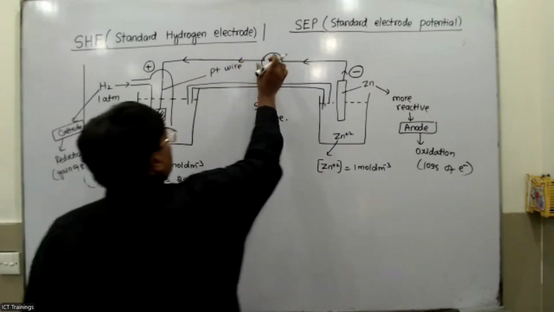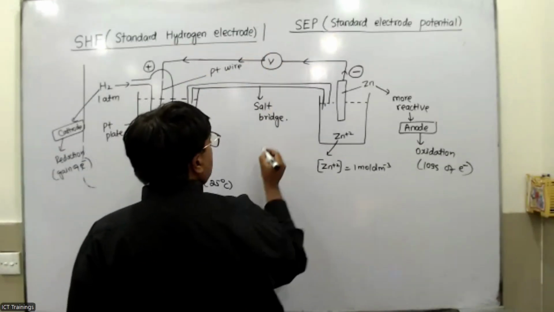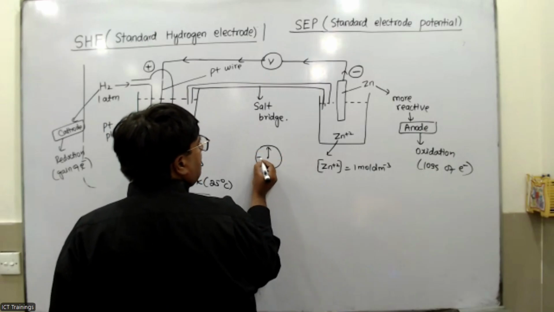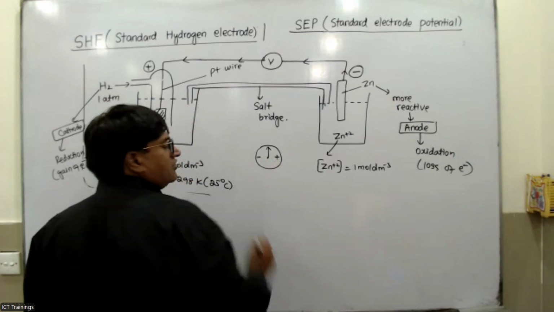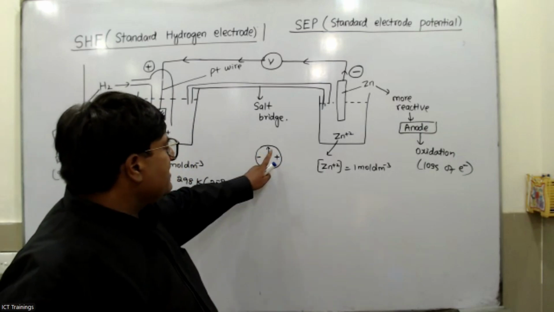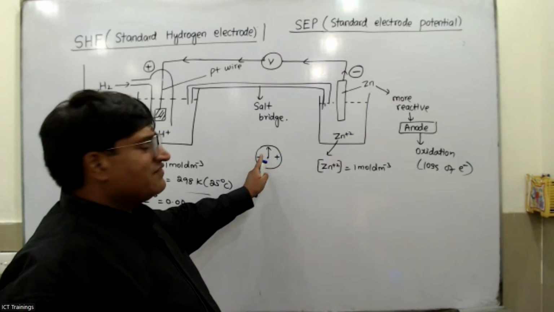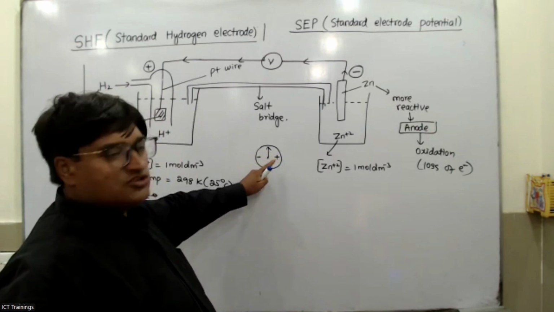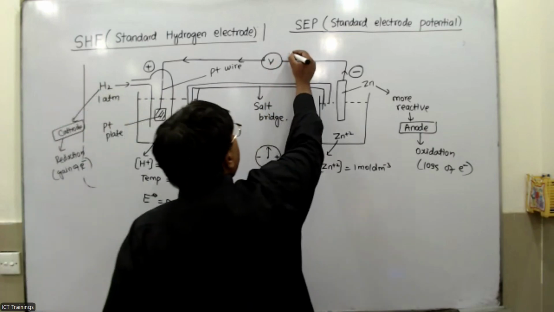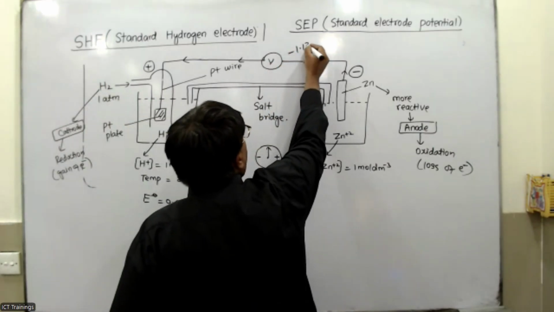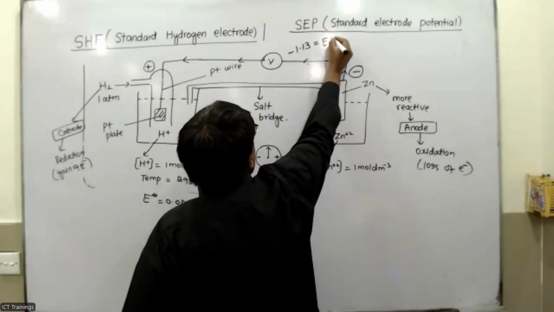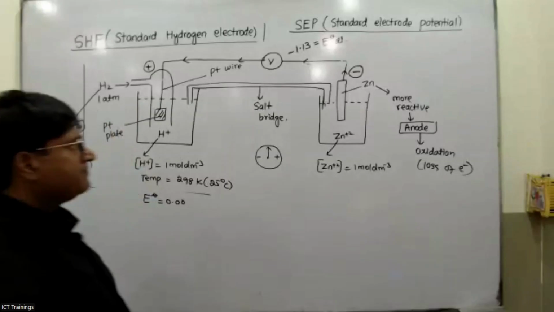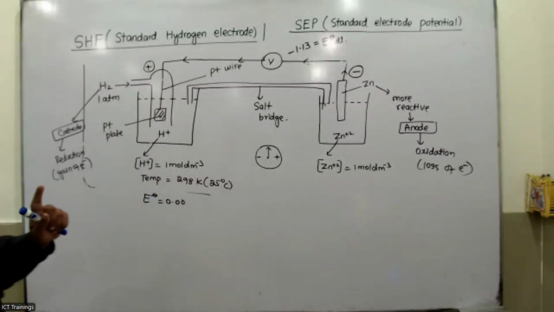Okay, so this is the voltmeter. This voltmeter has a needle in the center. Up here negative is written, up here positive is written. So if the needle moves towards the negative side, the value is negative. If the needle moves towards the positive side, the value is positive. Let's suppose the voltmeter reading is negative 1.13. So this is actually the E naught of the cell.